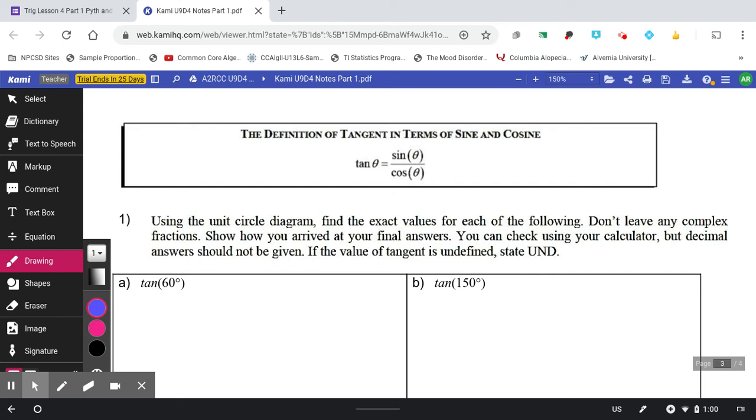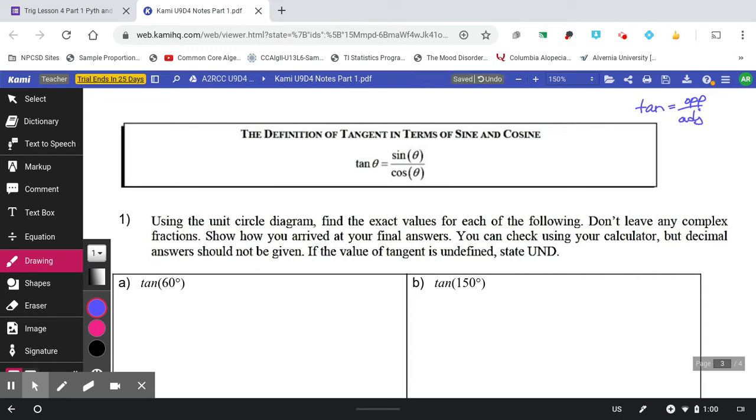Okay, so now we're going to talk about tangent. If you remember from geometry, we had sine, we had cosine, but we also had tangent. Well, the tangent is equal to the sine divided by the cosine of that angle, because the tangent, as we learned it in geometry, is equal to the opposite side over the adjacent side.